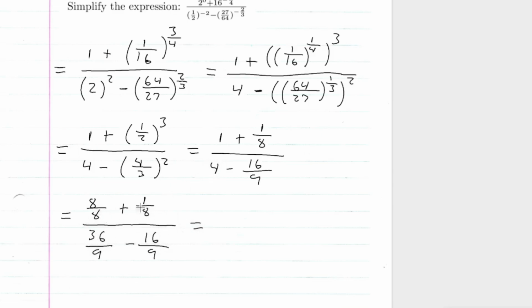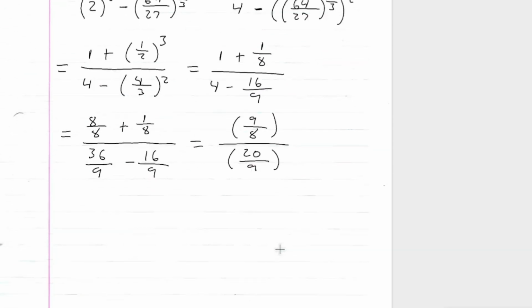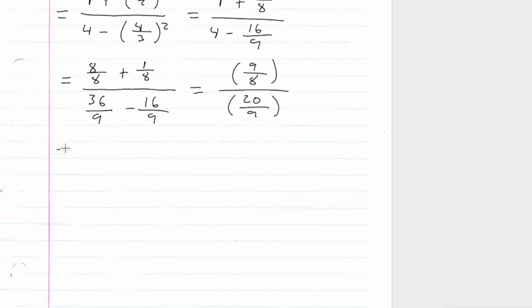Now, since I have common denominators, I can combine these fractions, right? So this will be 9 over 8 over 36 minus 16, which is 20 over 9. All right, so now, I'm dividing fractions. So I have 9 over 8. And when I divide fractions, it's the same thing as multiplying by the inverse of this guy here. So times, it'll be 9 over 20.